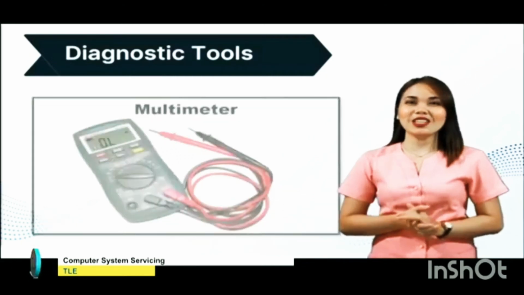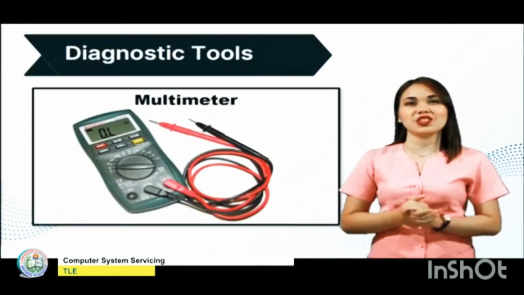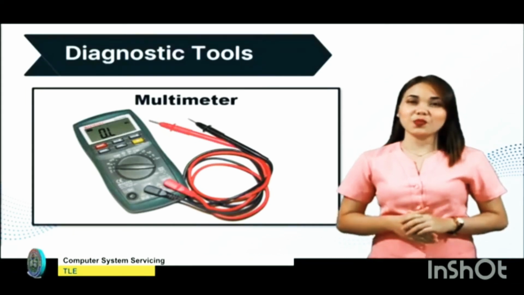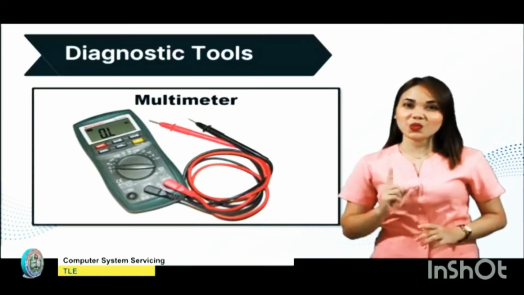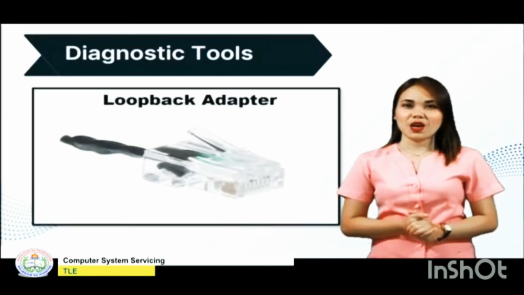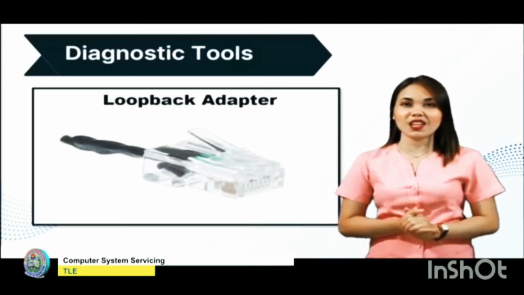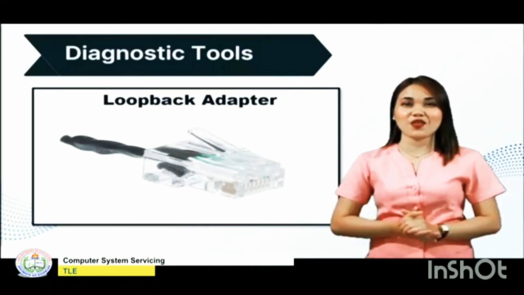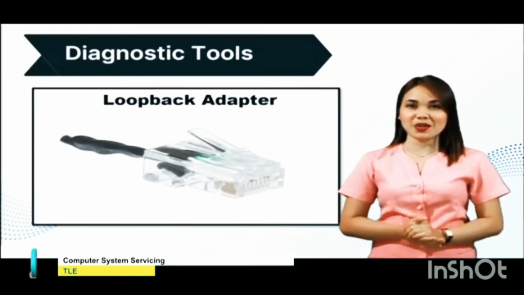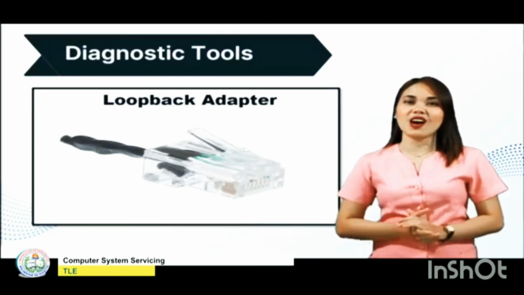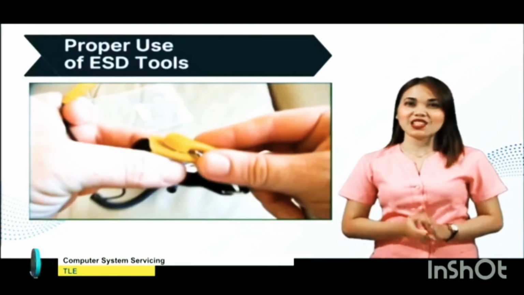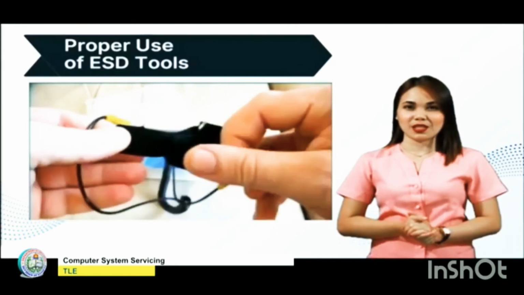First, multimeter. We use this to test the integrity of circuits and the quality of electricity in computer components. The last one is the loopback adapter, which is used to test the functionality of computer components. Now that we have familiarized and identified the tools in computer system servicing, we will now discuss the proper use of these tools. First is the proper use of ESD tools.